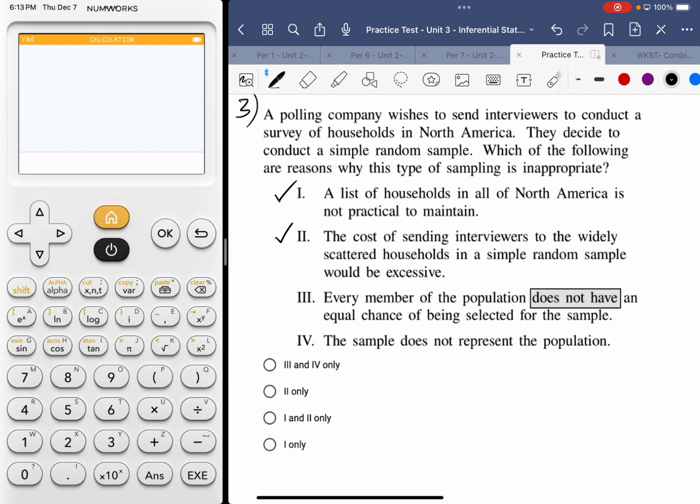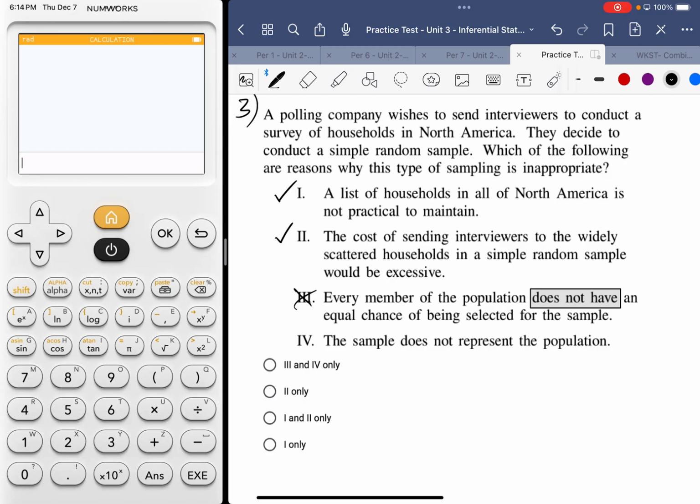But since this is saying the opposite of the definition of a simple random sample, and they're telling us it is a simple random sample, I would toss this one. The sample does not represent the population. I can't say that's definitely false. It may not represent the population, right?